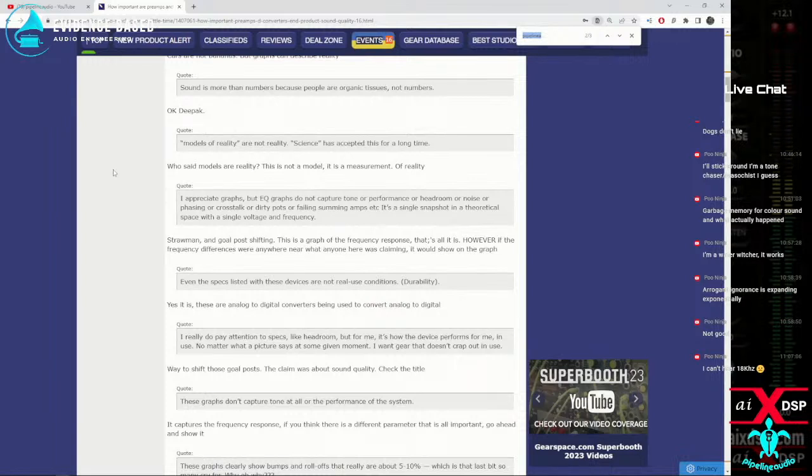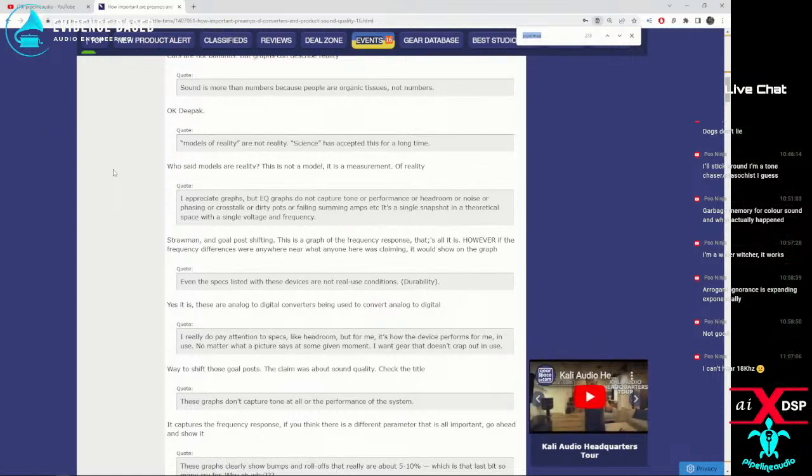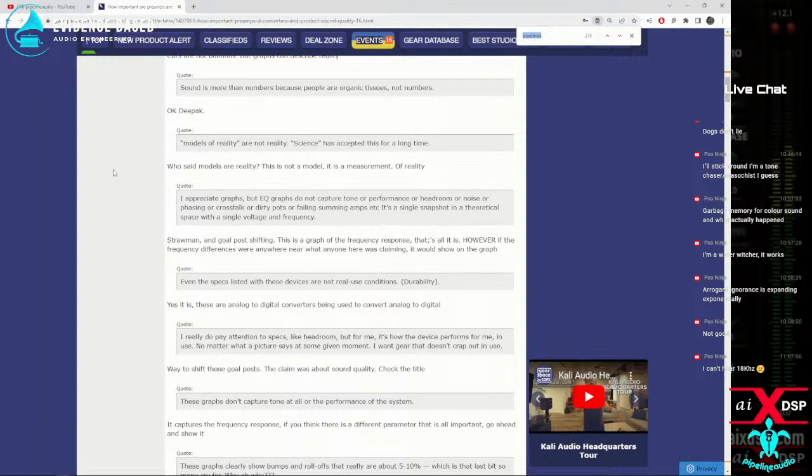Reality. Sorry. He says, I appreciate graphs, but EQ graphs do not capture the tone or performance or headroom or noise or phasing or crosstalk or dirty pots or failing summing amps, etc. It's a single snapshot in a theoretical space with a single voltage and frequency. So I say straw man and goalpost shifting. This is a graph of the frequency response. That's all it is. Remember, this guy claimed that these things had different frequency responses. They don't. So I say, however, if the frequency differences were anywhere near what anyone here was claiming, it would show up on the graph. And that's the truth. You guys are full of crap.